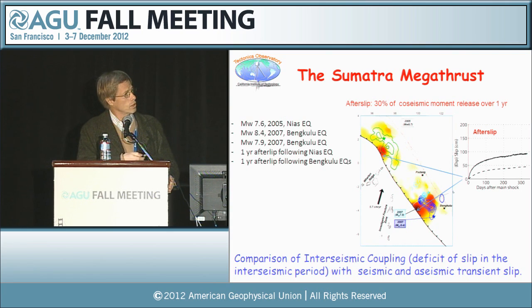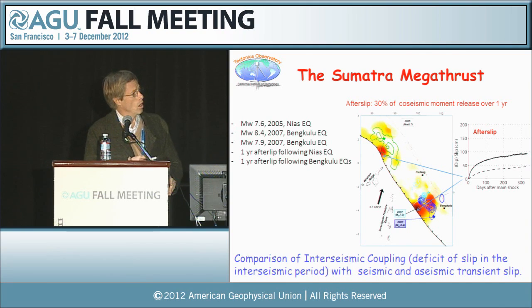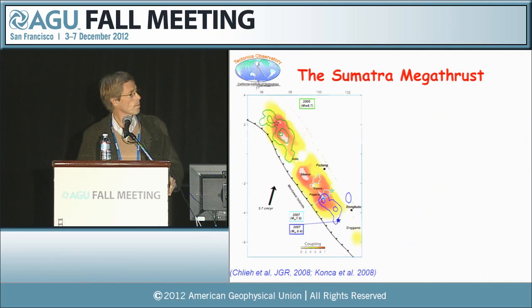These two earthquakes, the Nias earthquake and the Bengkulu earthquake, produced a lot of post-seismic deformation, which is modeled here in terms of afterslip. And what you see is that there's a complementarity between the coseismic and the afterslip distribution. So afterslip occurs both up dip and down dip of those ruptures, releasing a moment of about 30% of the coseismic released moment. And this is happening over a long period of about 1 year.